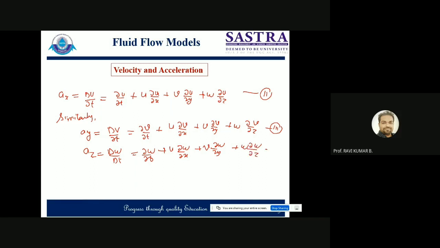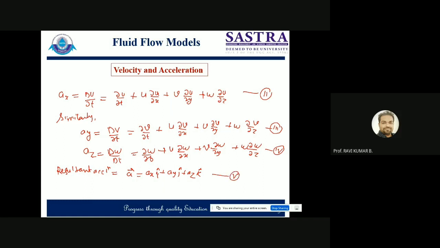Up to here, any doubts? So you got three acceleration components along the three directions. So the resultant acceleration, if you want to write it, you can write it as a single vector. The resultant acceleration can be written as a_x i + a_y j + a_z k, right? So this is the resultant acceleration.